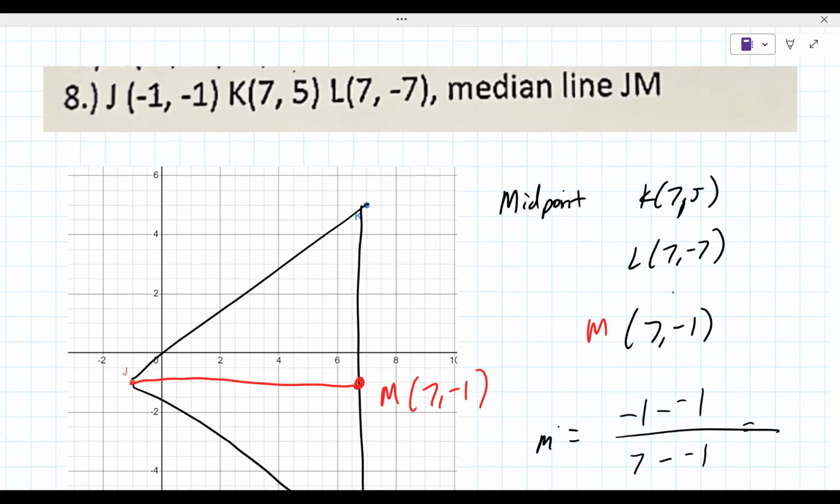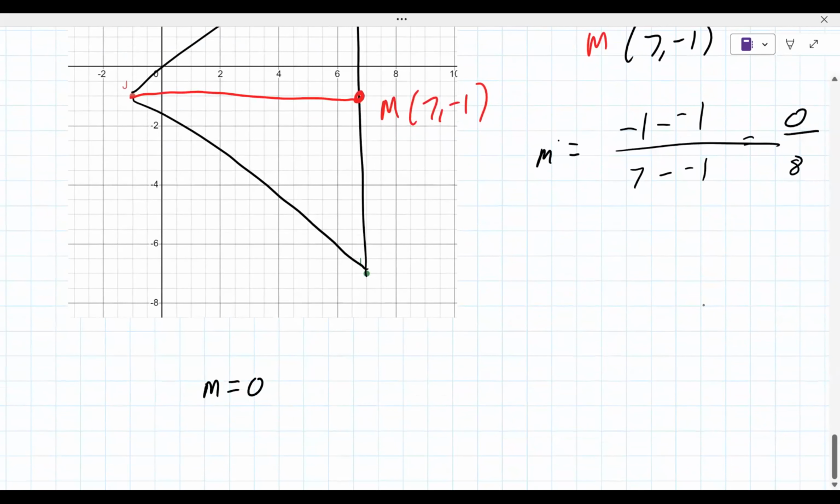-1 minus -1, is that 0? And then it doesn't matter what's on the bottom as long as it's not 0. Yeah, so the slope is 0. Got it. So the slope is 0, which may be odd, but that's okay. Then you can use either point, J or M, doesn't matter which one. And you write y minus y1 equals m times x minus x1.